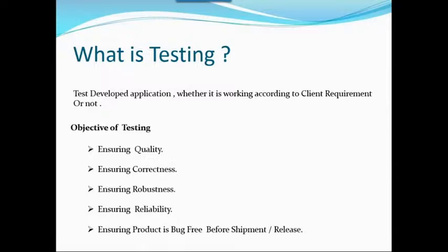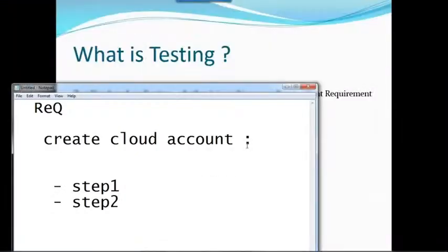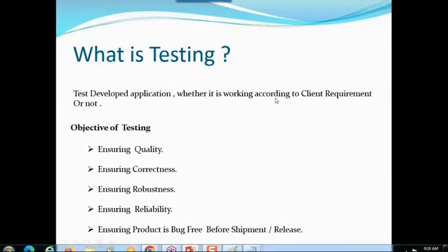How can you say that it is working as expected? Suppose what is given in the requirements and what you are getting in the output, if both are the same, then you can say that it is working as expected. Actual result is equal to expected result. So you can say that it is working as expected.